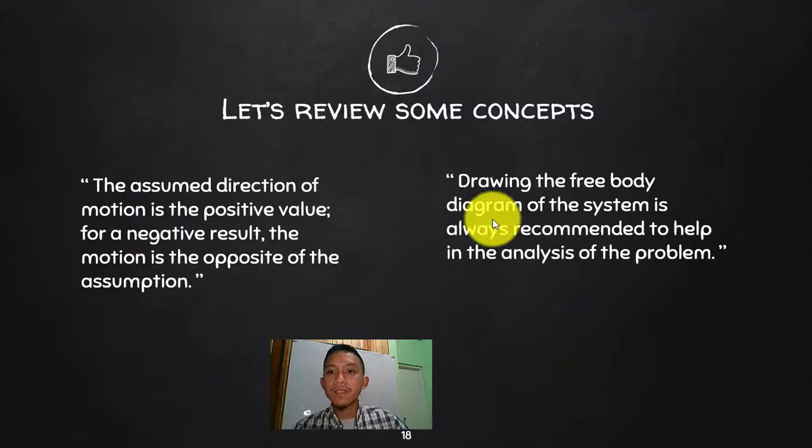Okay, what else? Drawing the free body diagram of the system is always recommended to help in the analysis of the problem, which is actually very, very true. Because how will you know the equation if you cannot bring out all the forces on the system? And you can only bring that out by drawing your free body diagram and of course by breaking down your system into parts. Especially your tension, you cannot show that one without cutting the string.